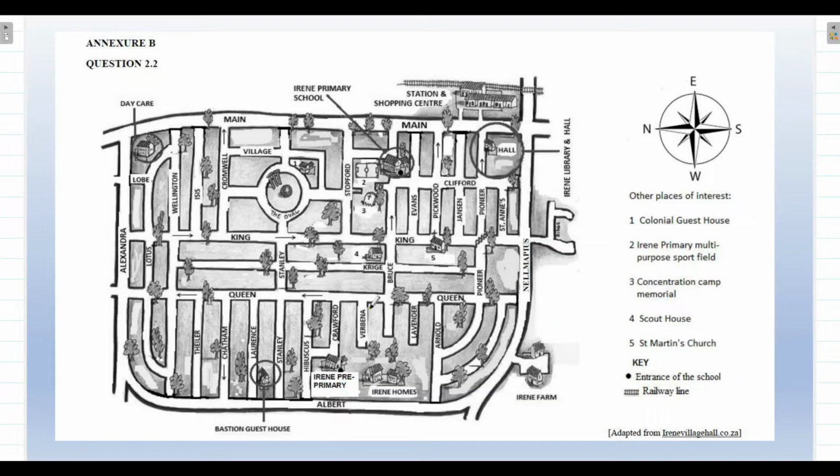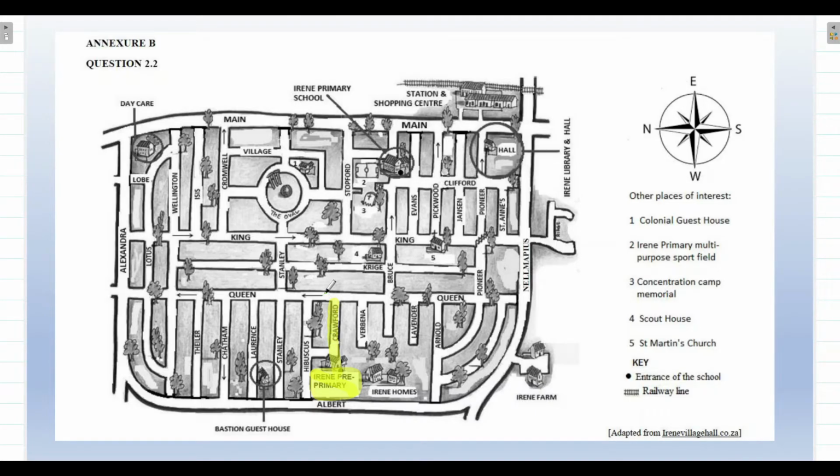Okay, so the first thing we need to do is identify where Irene Pre-Primary is, and we can see that Irene Pre-Primary is here. The instruction tells us that we need to drive east along Crawford Street. From our map, when we're driving east, we need to move in that upward direction. So that is our east. From the Irene Pre-Primary, we need to move east along Crawford.